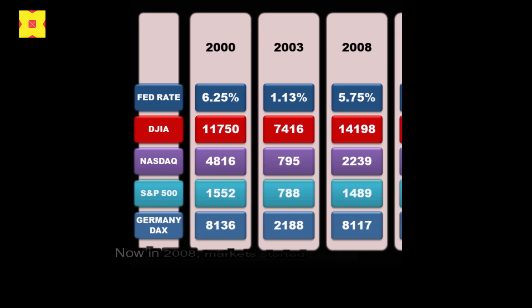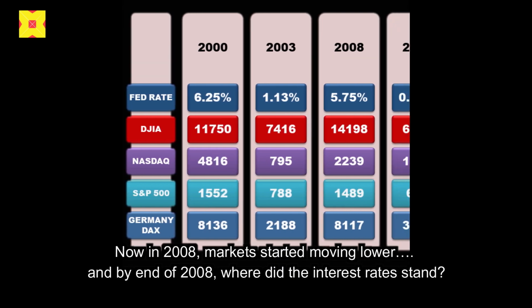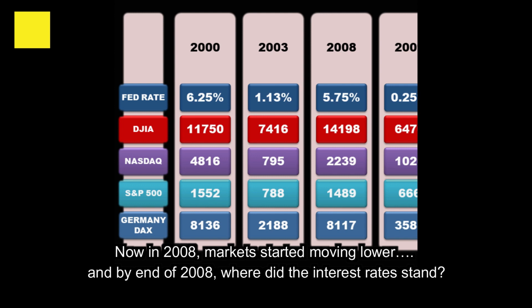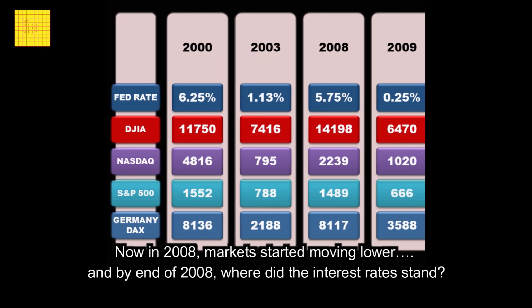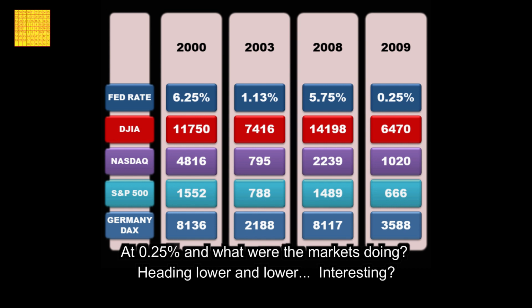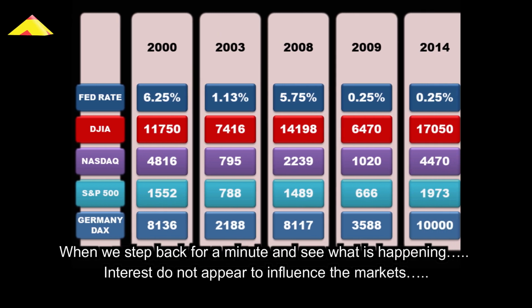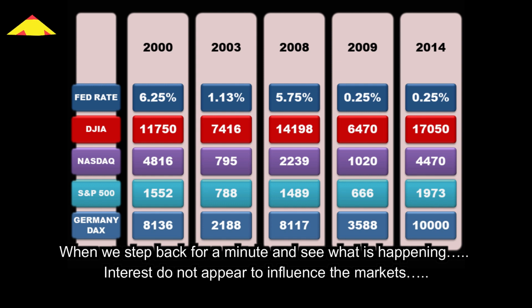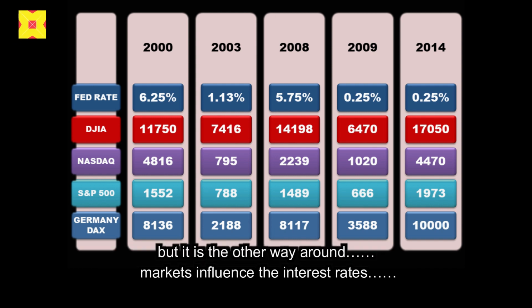Now in 2008, markets started moving lower. And by the end of 2008, where did the interest rate stand? At 0.25%. And what were the markets doing? Heading lower and lower. Interesting? When we step back for a minute and see what is happening, interest rates do not appear to influence the markets, but it is the other way round. Markets influence the interest rates.